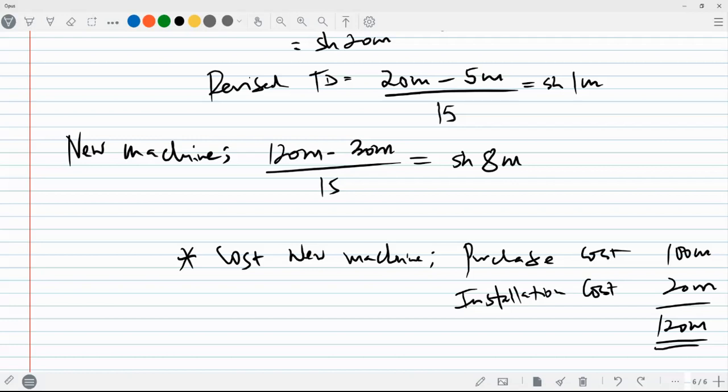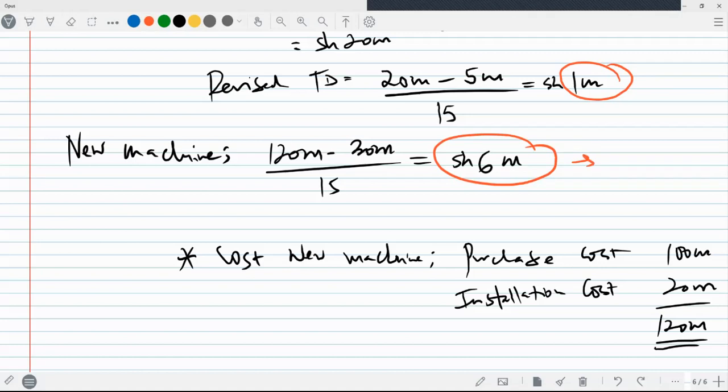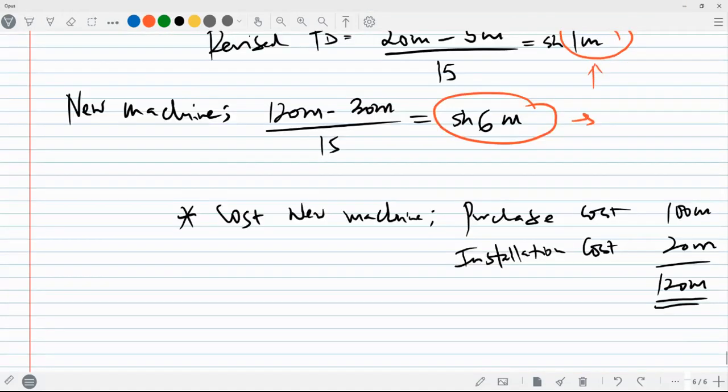I think it's supposed to be 6. Okay, 6 million. So 6 million is the tax depreciation for the new machine. But don't forget, the same way we did before, since you have done the replacement of the old machine with the new one, you will not be earning this 1 million. You'll be earning the 6 million, however you have lost 1 million. Therefore, the net allowance you'll be getting.